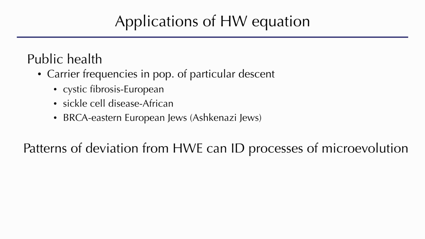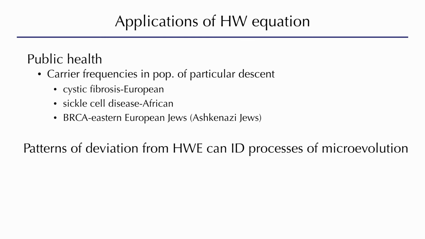Why do we care about this Hardy-Weinberg equation? There are more reasons than this, but one important one is public health. Genetic counselors all the time are going to use this kind of data, as well as researchers, to calculate carrier frequencies, and that means heterozygotes, in particular populations, so they know whether to screen for certain types of genetic disorders, and they can study the population and understand why it's the way it is.